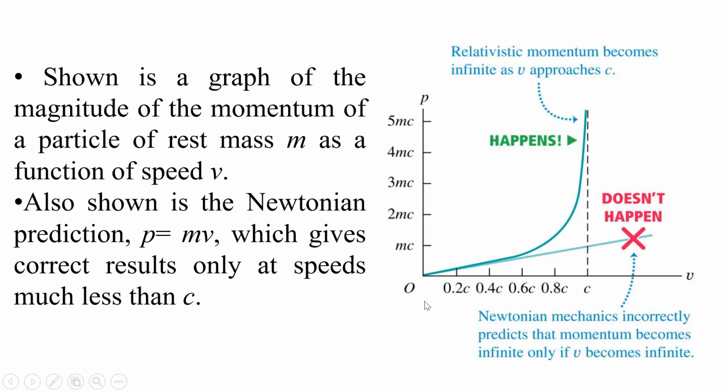Take a look at this graph. When we use the classical definition of momentum, which is just p equals mv, we will have this graph. But this doesn't happen. We cannot have v greater than c. What really happens is that the momentum becomes infinite as v approaches c. So Newtonian mechanics incorrectly predicts that momentum becomes infinite only if v becomes infinite.